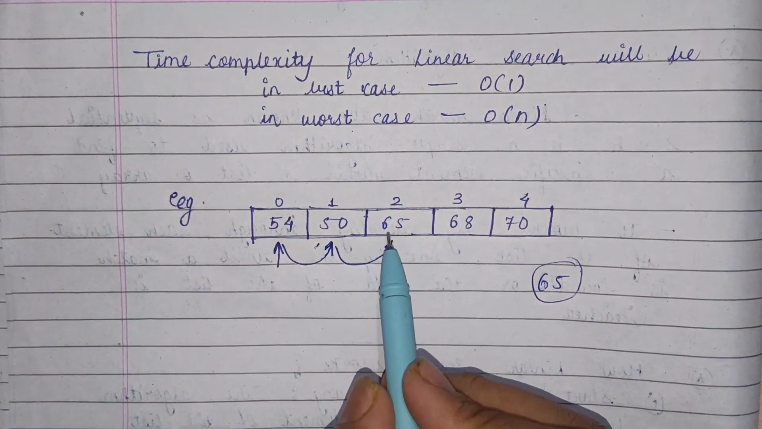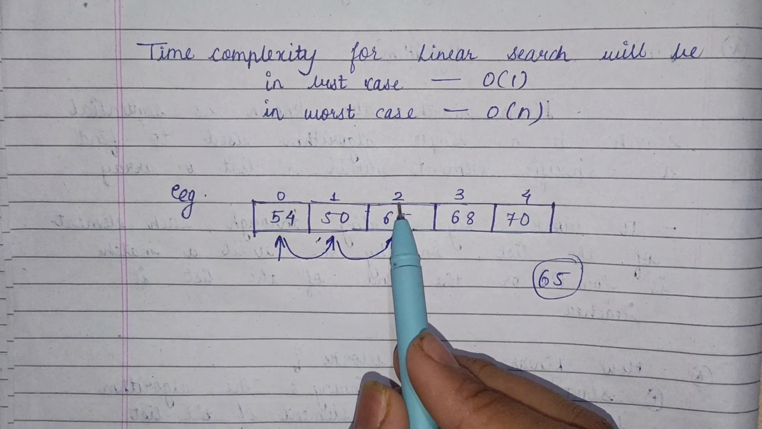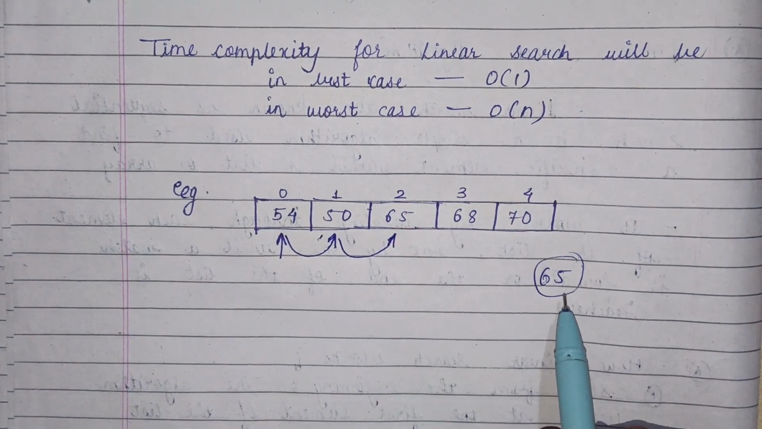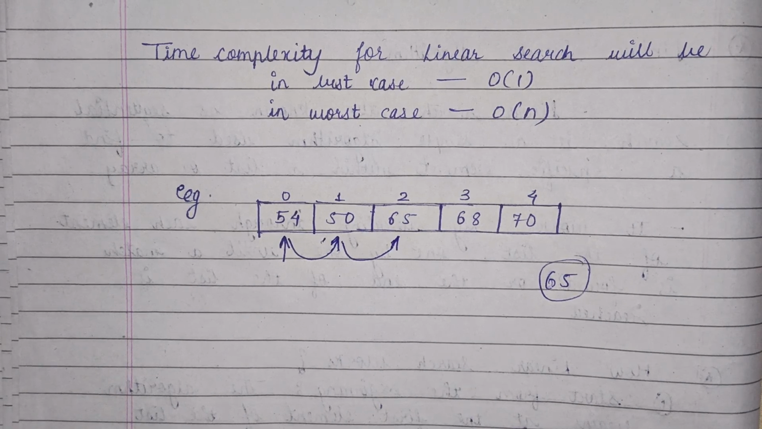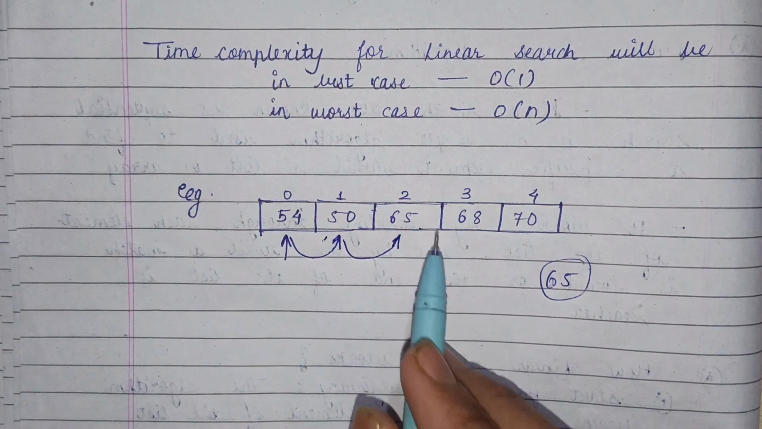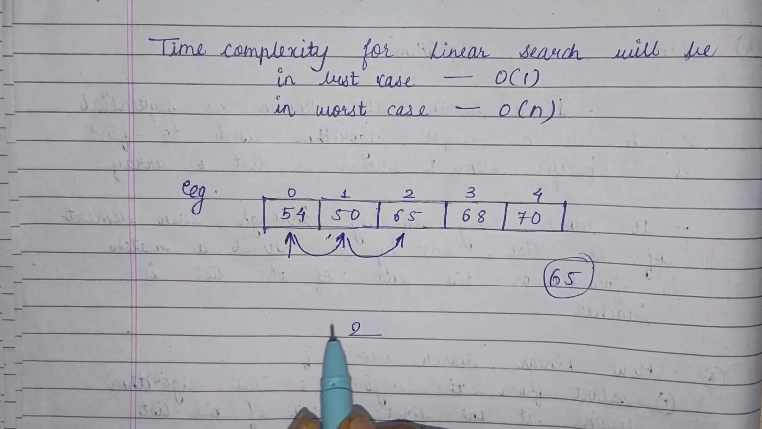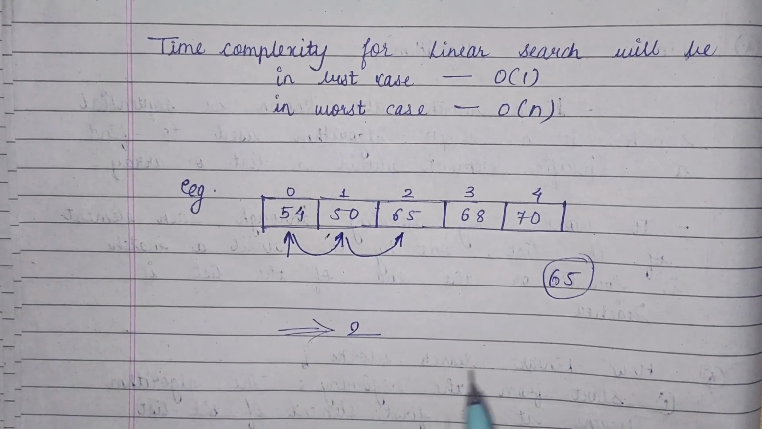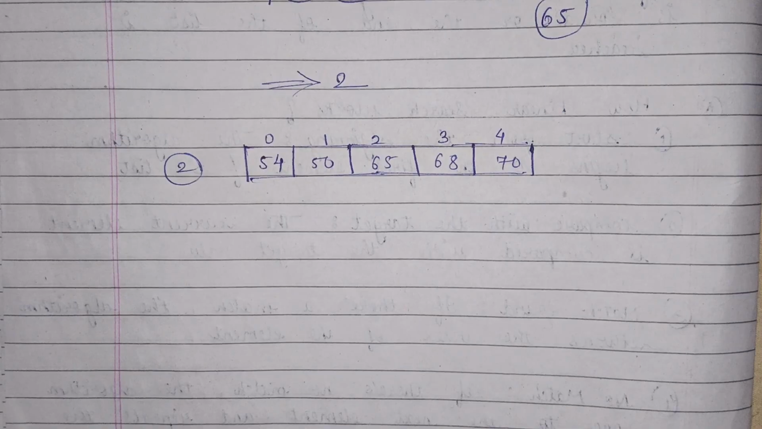Then here it will compare. If data of 2 is equal to the targeted element, yes, here it is. 65 is present on the second position of the array, then it will return 2, the index of the element. Now let's take another example.